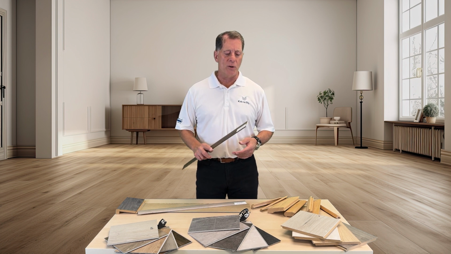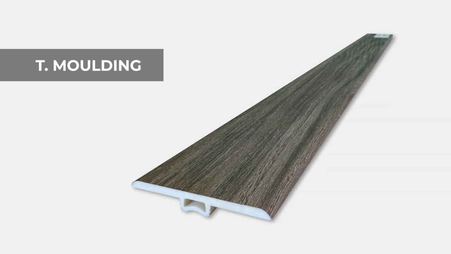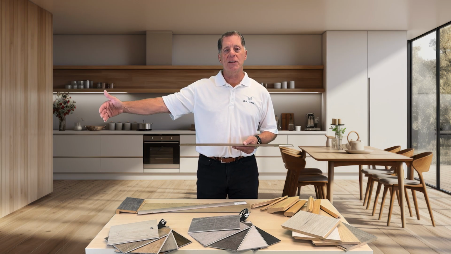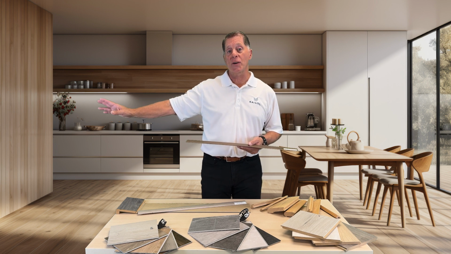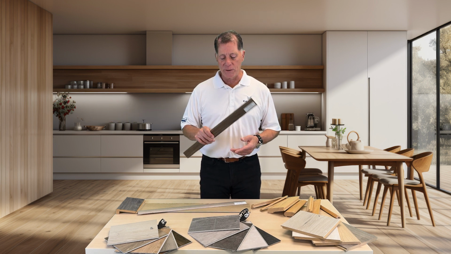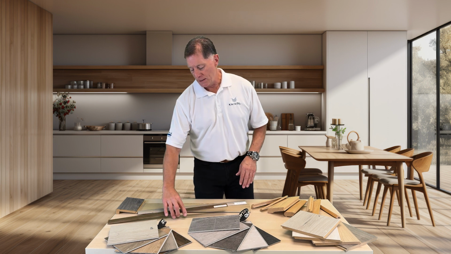So one of the typical moldings that we see on almost every job is called a T-molding. And that T-molding bridges between two rooms usually, or it acts as the bridge for expansion space if the span of installation is very long. So a T-molding will always be important to every installation.